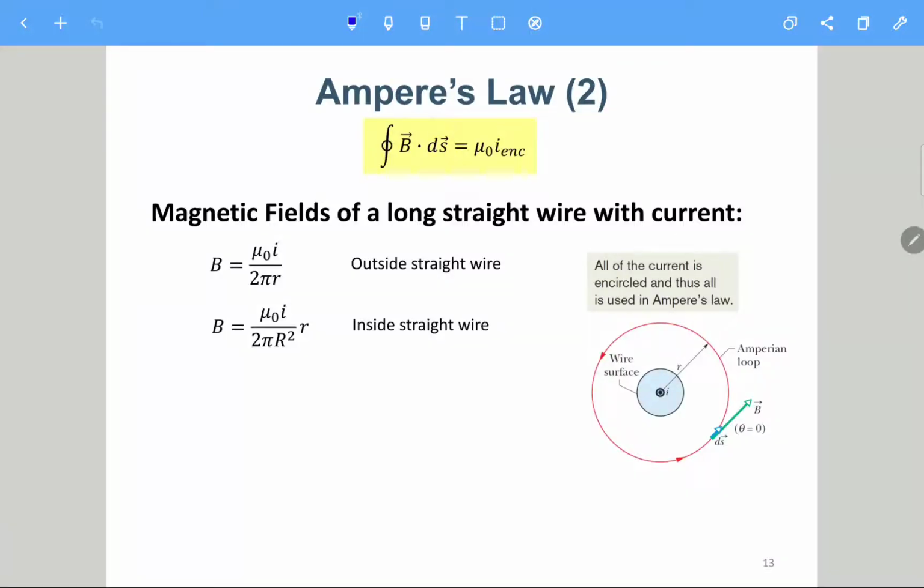Now we make use of Ampere's law to derive some simple equations. Yesterday we derived this one using the Biot-Savart law, and Ampere's law is of course compatible with the Biot-Savart law, which means that we can derive the same equation for this case.